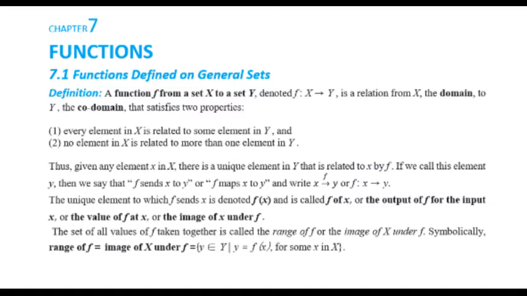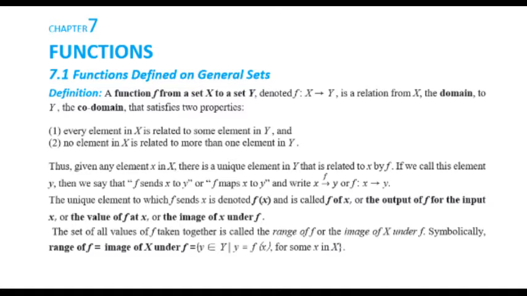And the unique element to which f sends x is denoted by this symbol, f of x, and it is called the output of f for the input x, or the value of f at x, or the image of x under f. So all of these bold expressions are substitutions for f of x. You can use any of them interchangeably.